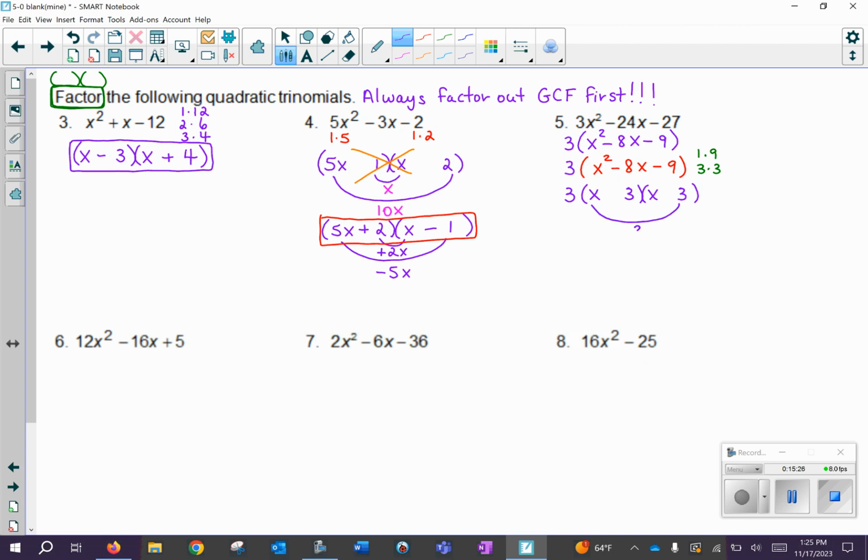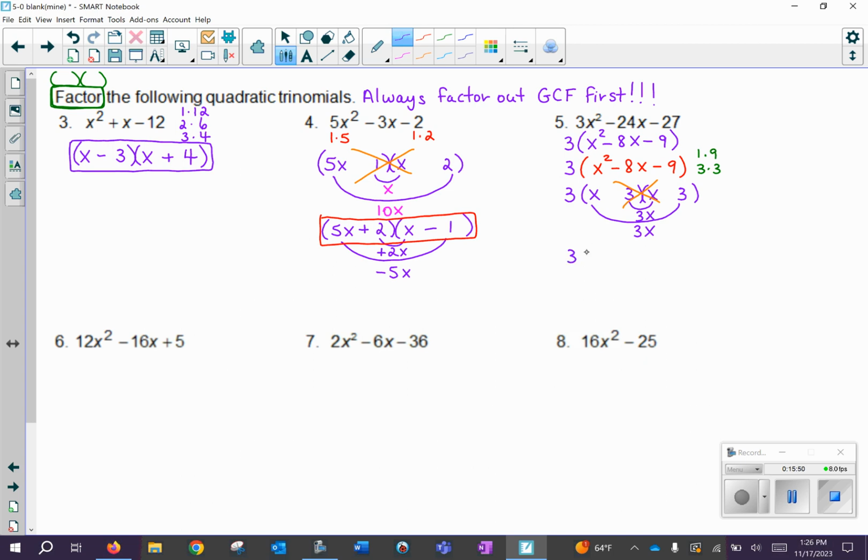Outer will give me 3x, inner will give me 3x. So if I added these, I would get 6x, not what I want. If I subtracted these, I would get 0x. Again, not what I want. So that one doesn't work. Up to you if you're now going to just cross that out or if you are going to erase it. Okay, so we're trying again.